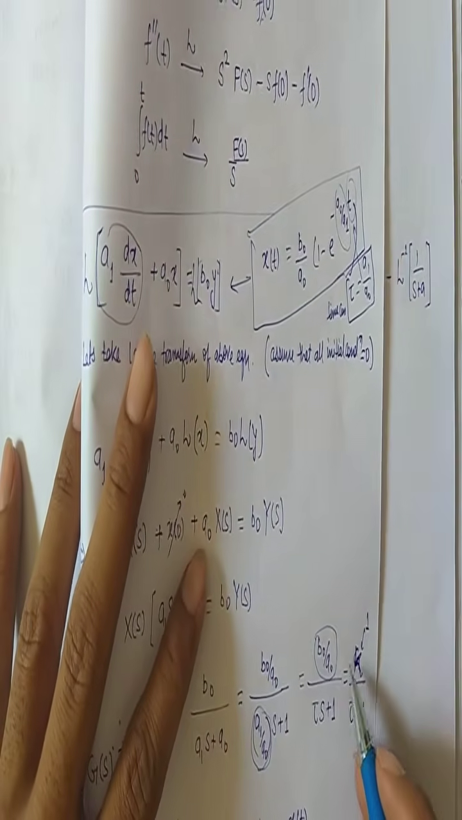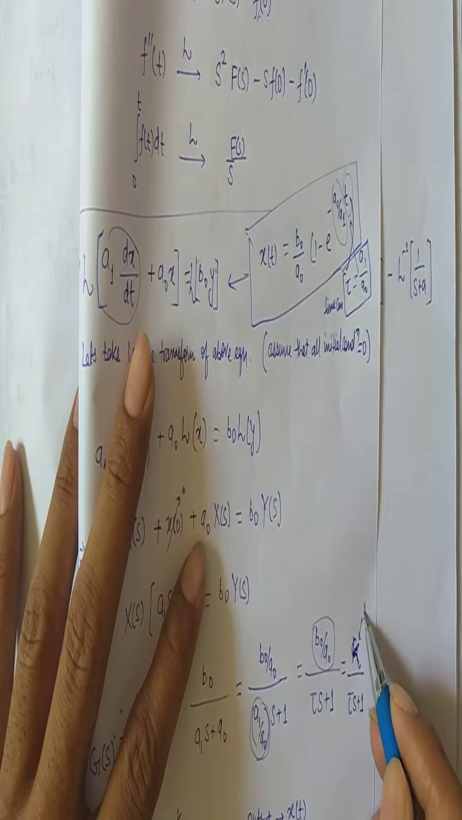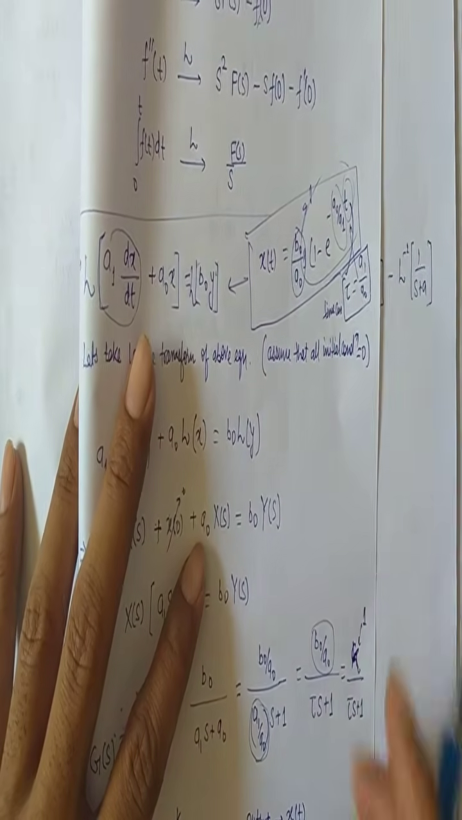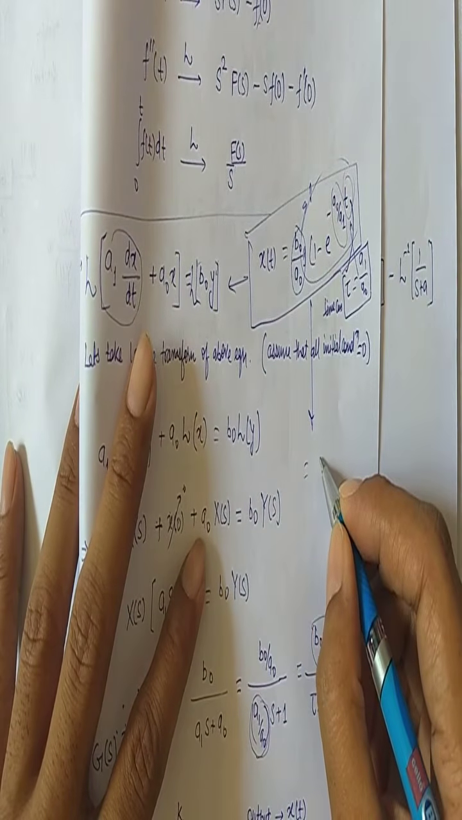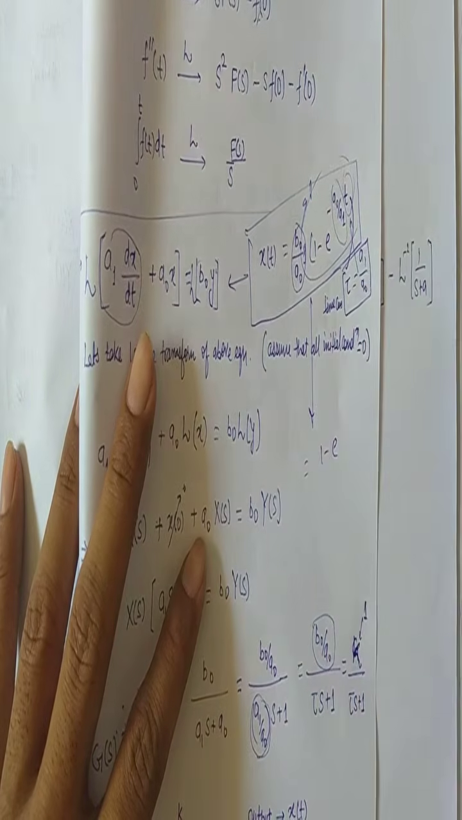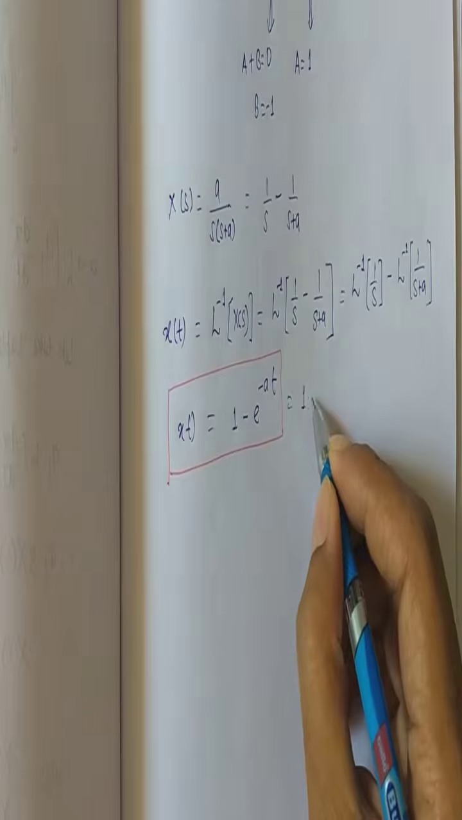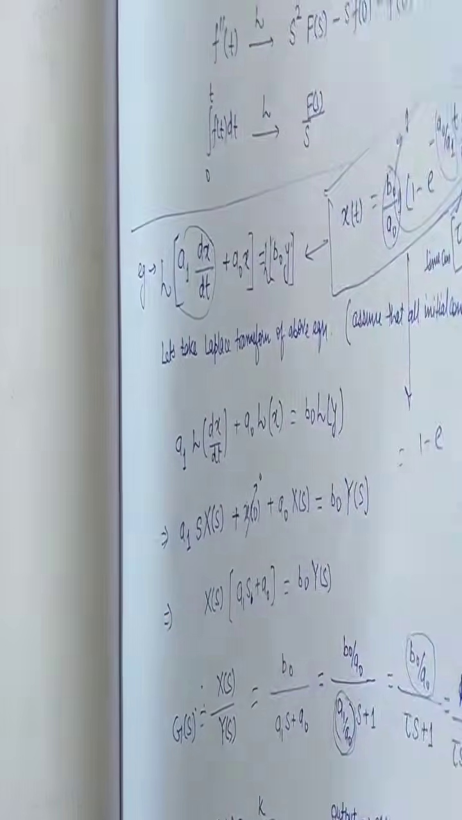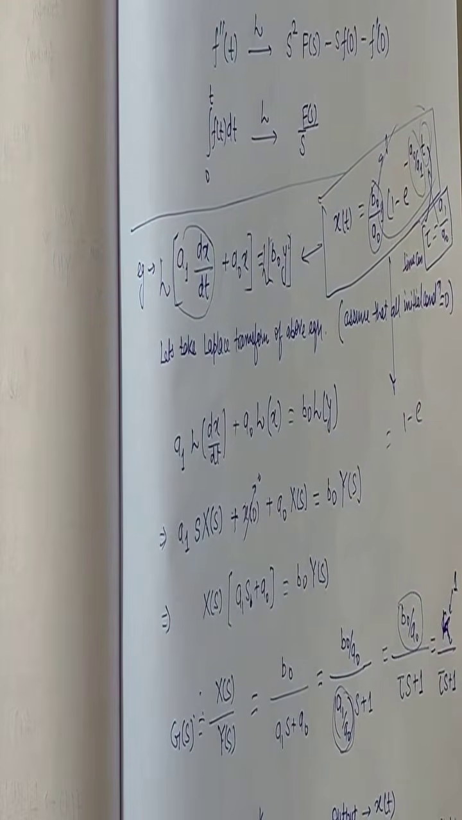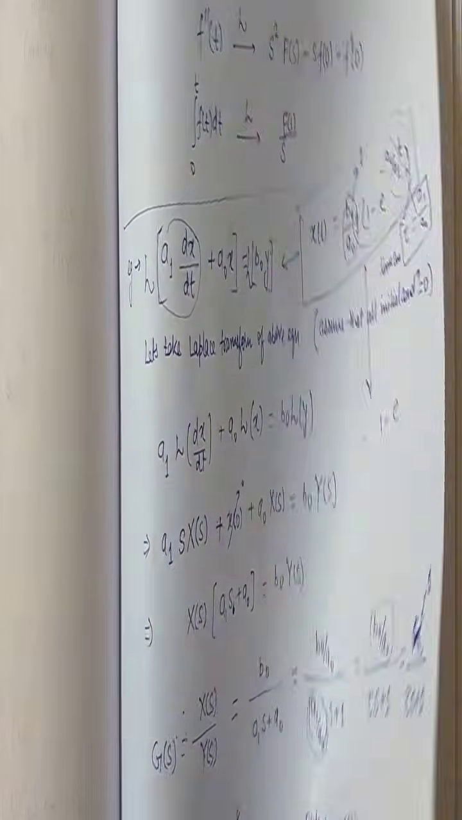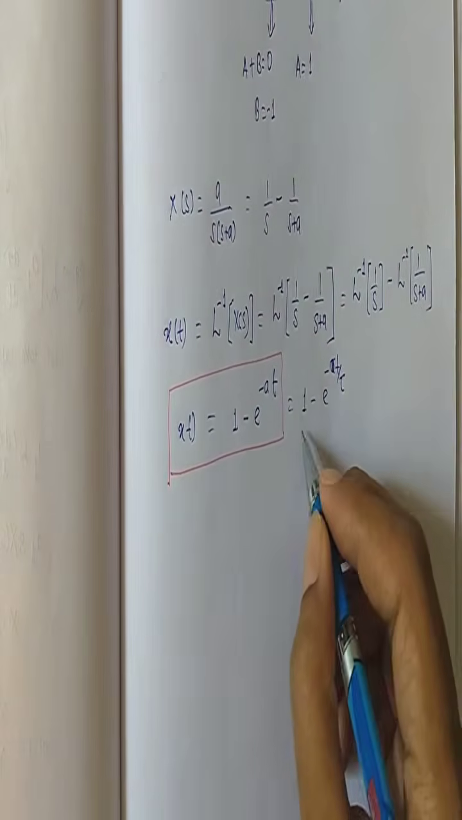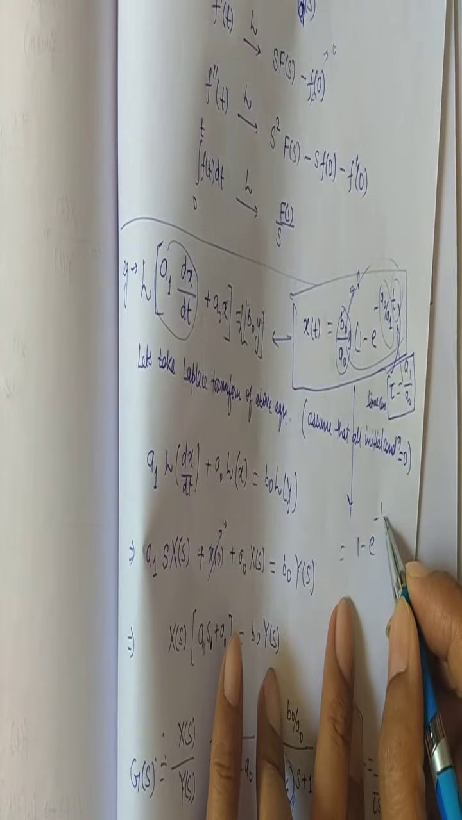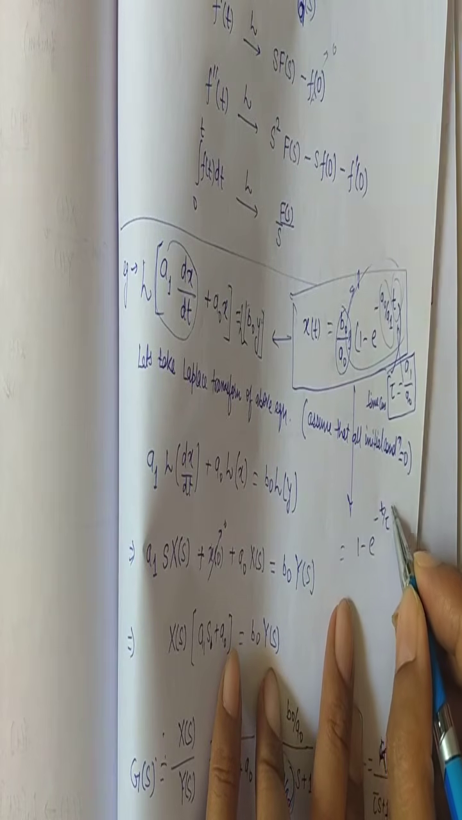Since we have taken b naught upon a naught, k upon k, as 1, we will get the similar thing. If you write this, it is equal to 1 minus e raised to the power minus a t. So what is my a? We have taken a as 1 upon tau. So essentially this is your solution, and it matches with your e raised to the power minus 1 upon tau t.